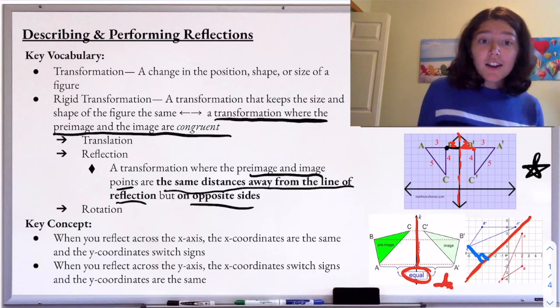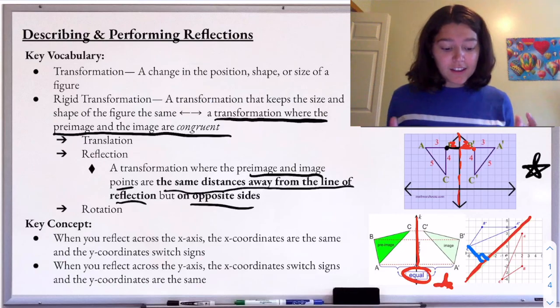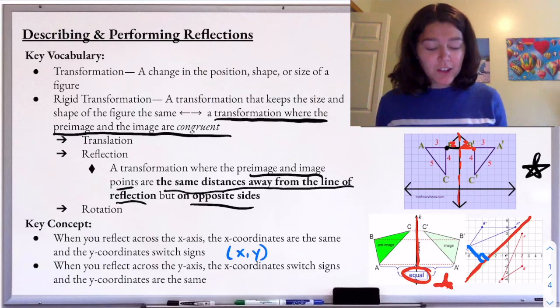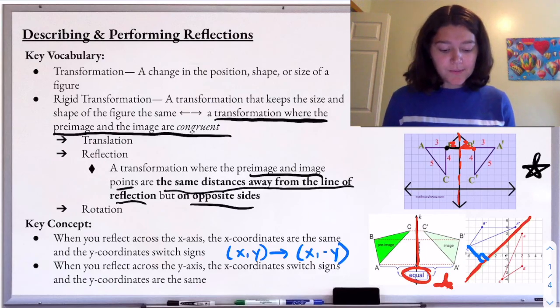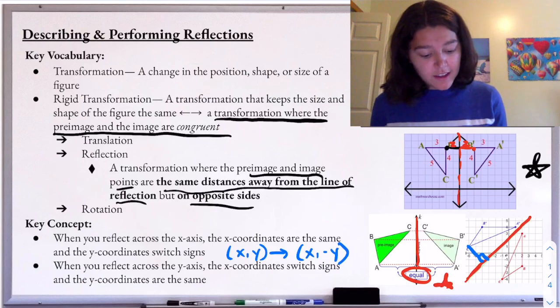Then 2 key concepts that we already saw in class: when you reflect across the x-axis, the x-coordinates stay the same, and the y-coordinates switch signs. One way of writing that is that we have the point x comma y, and when you reflect across the x-axis, you'll have x comma negative y, meaning we're switching the sign of the y value. And when you reflect across the y-axis, the opposite is true. The x-coordinate switches sign, and the y-coordinate stays the same.